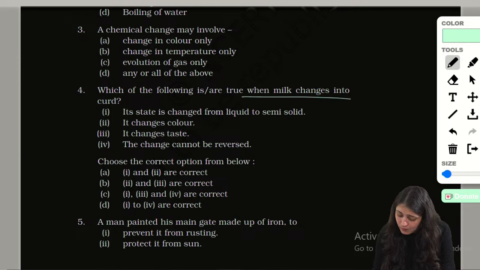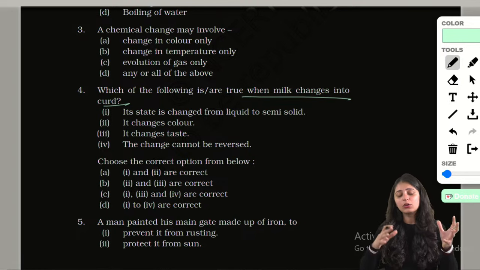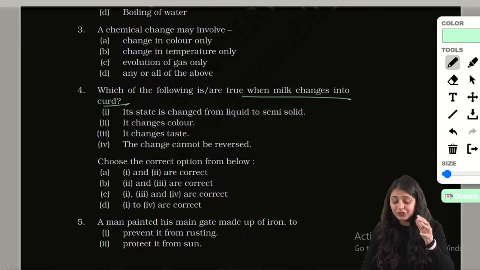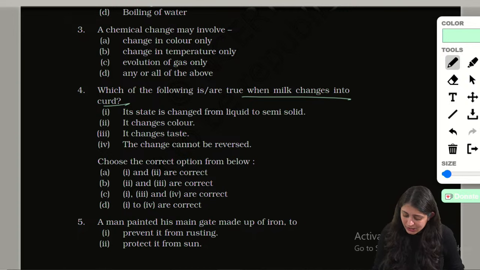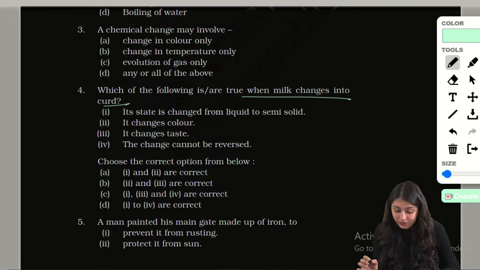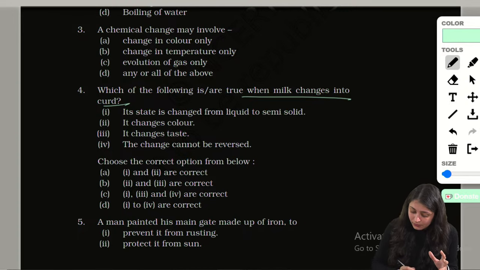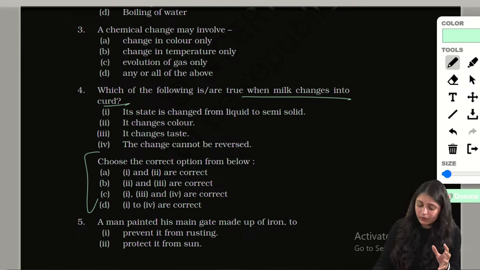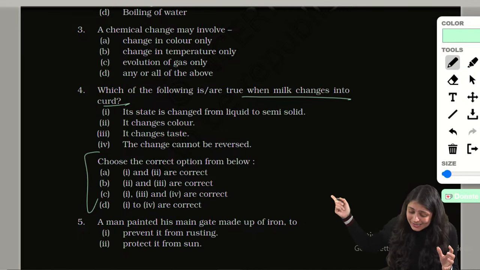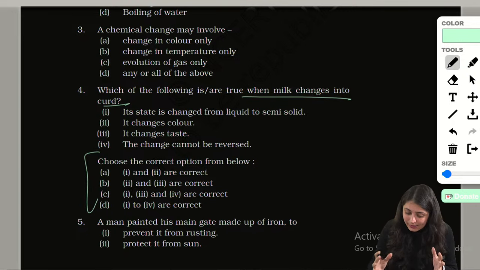Which of the following is true when milk changes into curd? Milk ko hum curd mein change kar rahe hain. To actually mein kya change ho raha hai? It's changed from liquid to semi-solid. It changes color. It changes taste. The change cannot be reversed. Ab dhyan se ek bar dekho. Isme niche aapko options given hai. Don't start marking from 1, 2, 3, 4 here. You have got options from below. उसके बेसिस पे आपको बताना है कि करेक्ट आंसर क्या है.